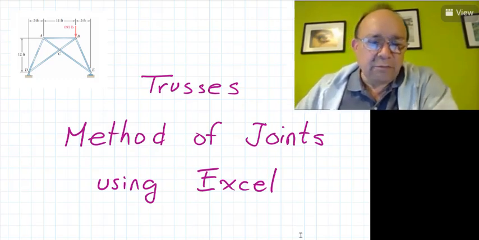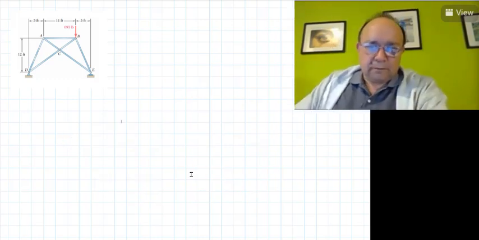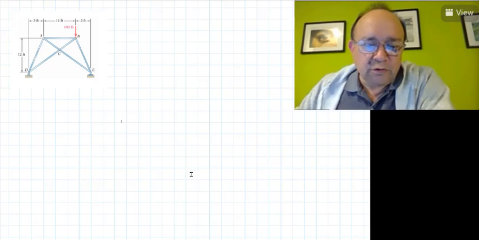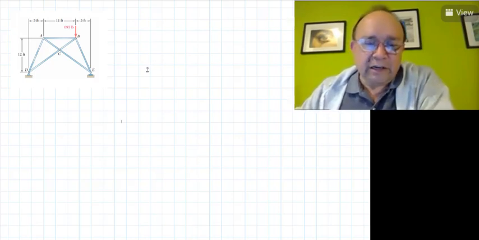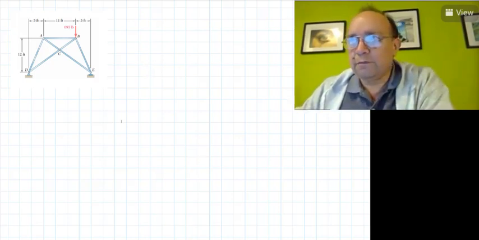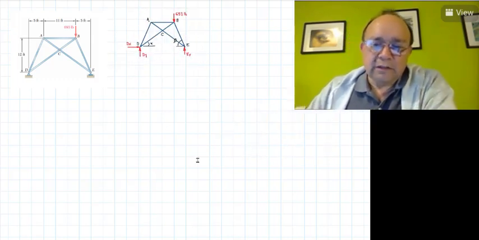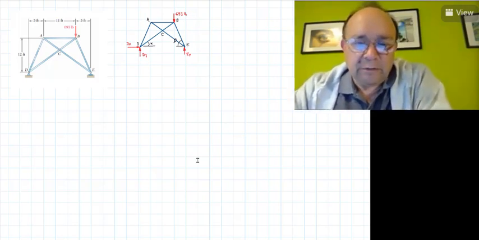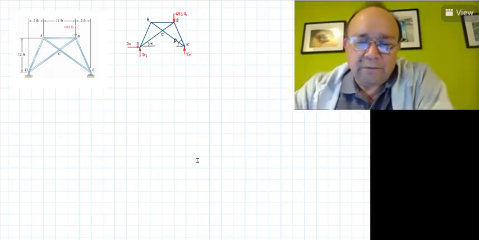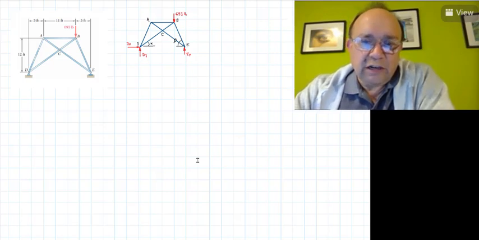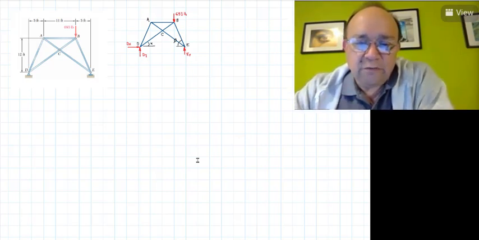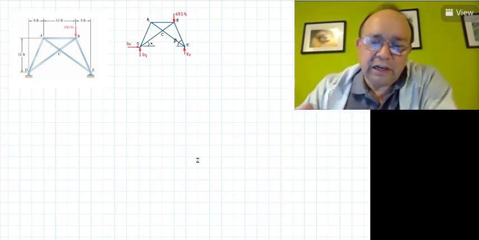I have this example on the screen. Before you start, it's good to have a free body diagram of the whole structure. This is the free body diagram of the whole structure. It's also important to have the angles that you're going to need well defined. We have the angles here, alpha and beta.